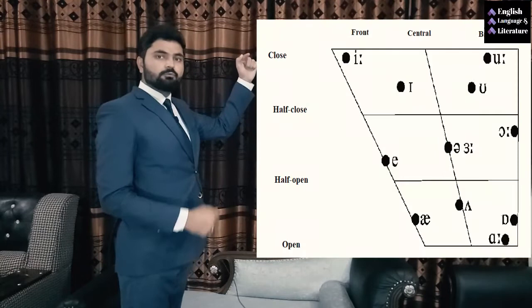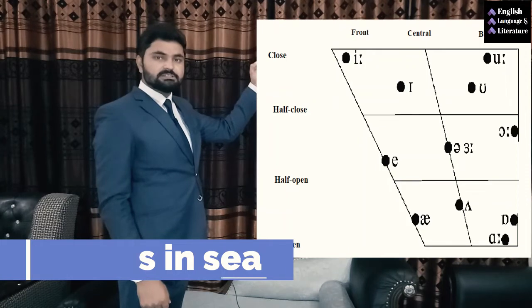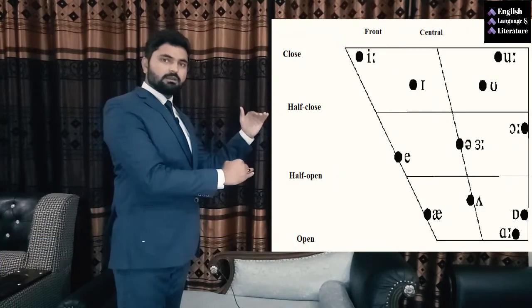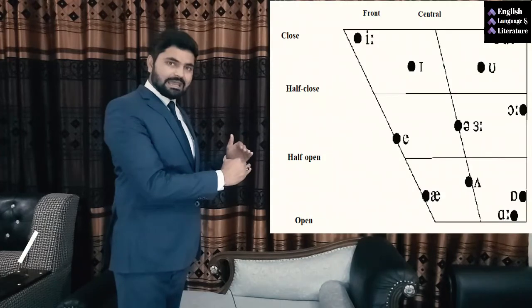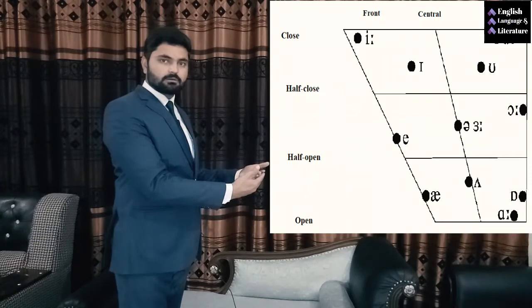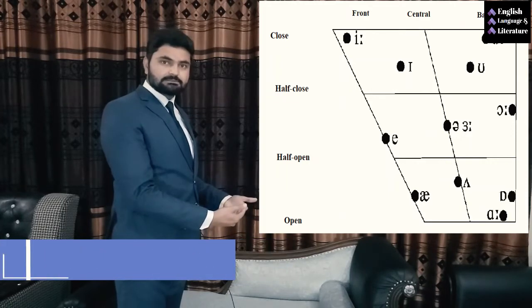First of all I'm going to talk about the front vowels. Here we have E as in see, and then we have E as in sit. Then we have A as in bet, met. And then we have the sheep sound A, as in fat, mat, cat, etc.